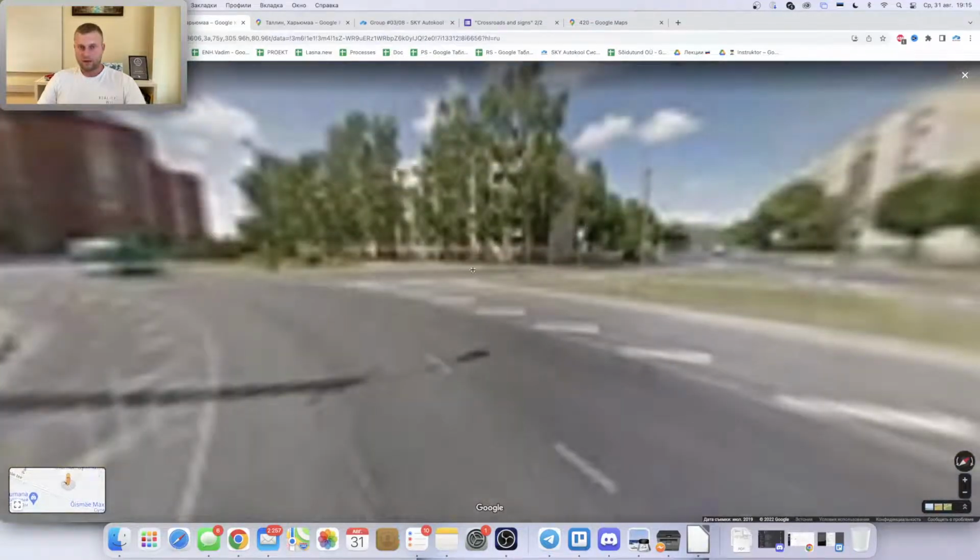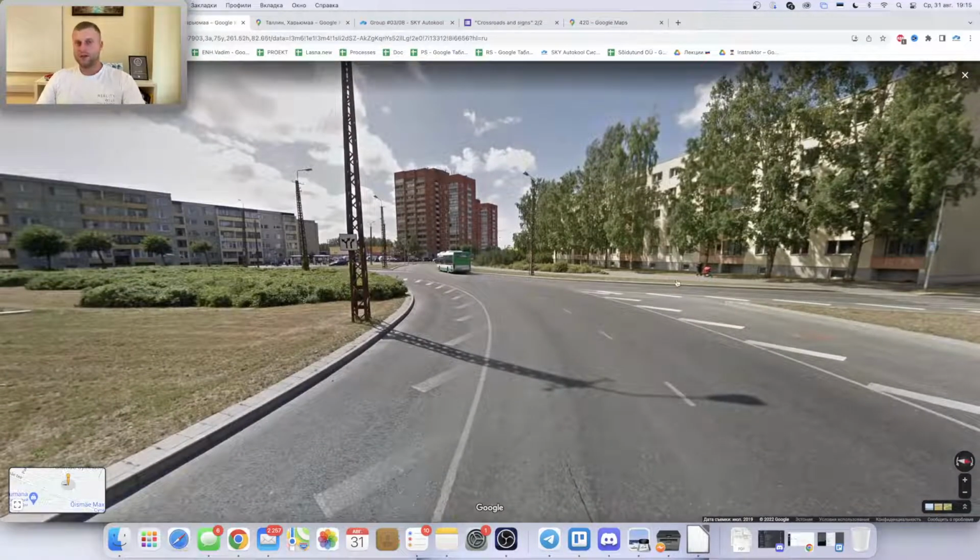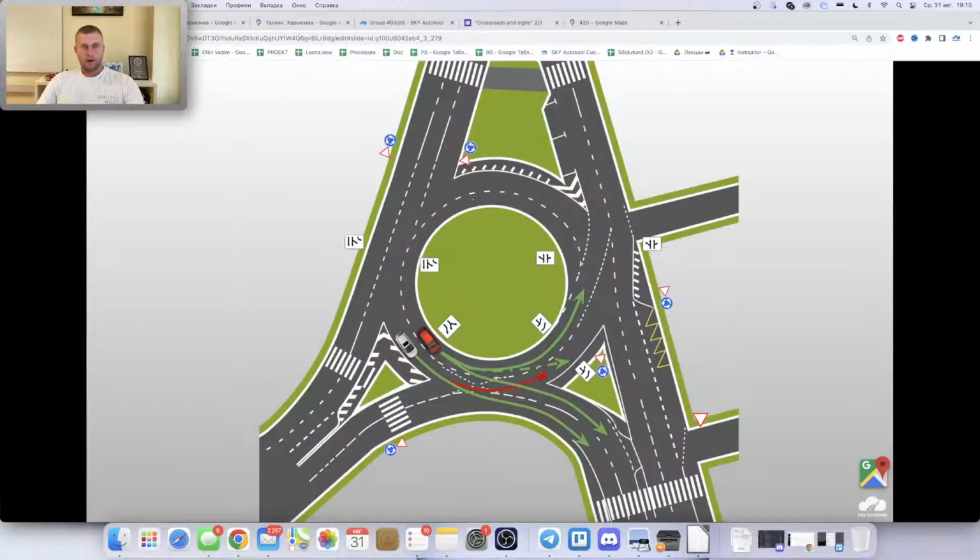And the third exit is quite simple. This sign you already know. So both lanes are exiting, and the left lane is only through the roundabout. You can go through the roundabout. So left lane only through.